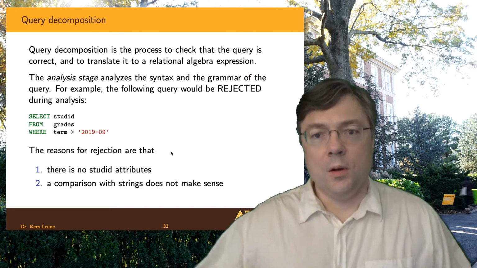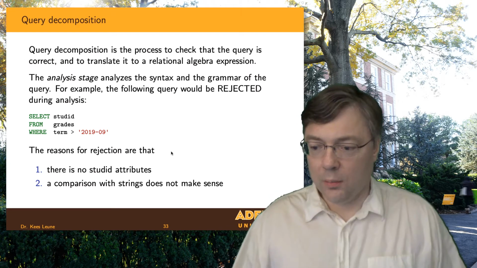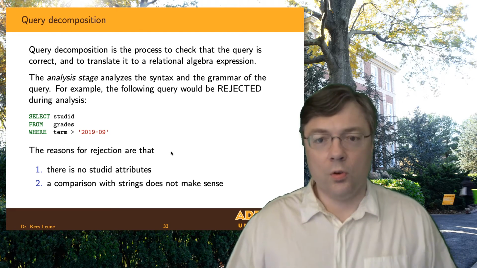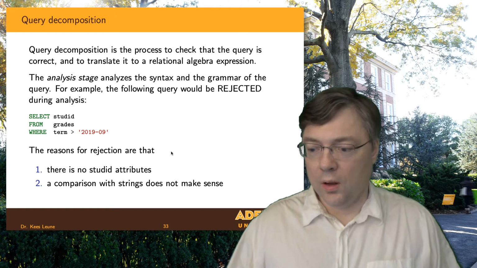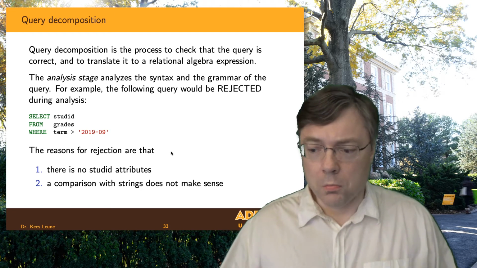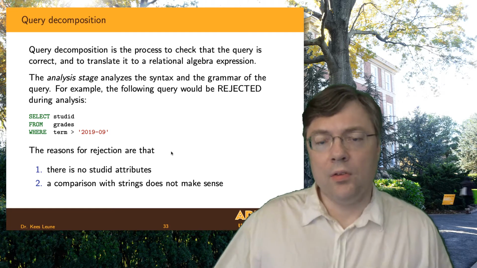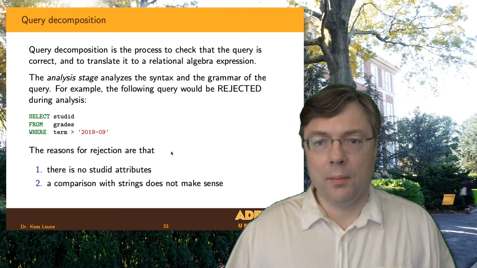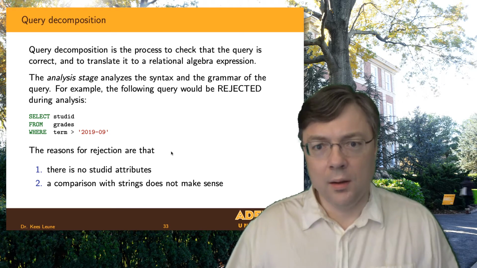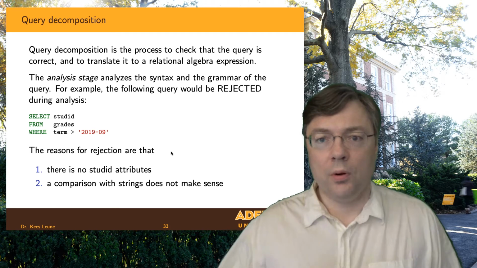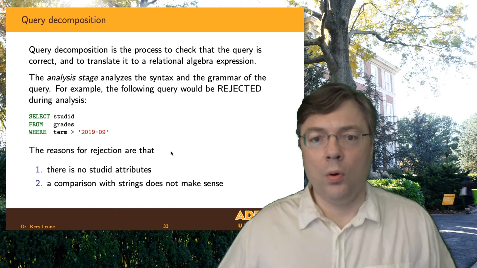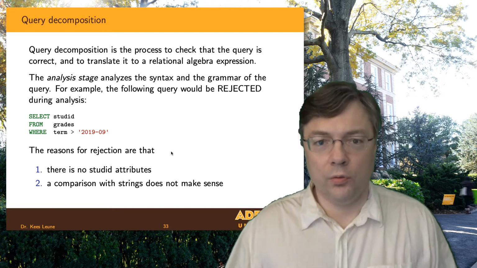So let's start by decomposing the query. Let's say that we have this query here on the slide. Select stud ID from grades where term greater than the string 2019-09. We can type this in, but as soon as we shoot this off to our DBMS, it's going to do a number of checks before it even starts analyzing the query for what it means, for the semantic load of the query.